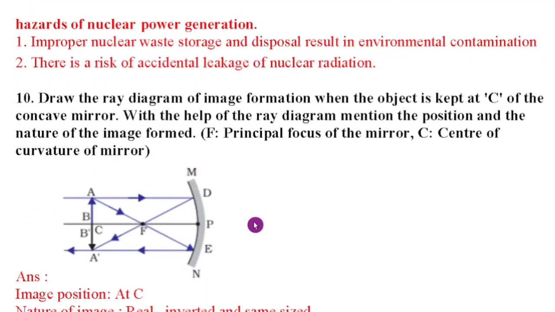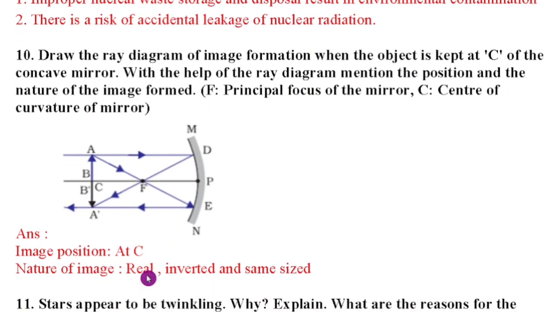10th question. Draw the ray diagram of image formation when the object is kept at C of the concave mirror. With the help of the ray diagram, mention the position and the nature of the image formed. So F is the principal focus of the mirror and C is the center of curvature. See, you are seeing the diagram here. I have already drawn the diagram. By seeing this diagram, you can easily find out the image position.